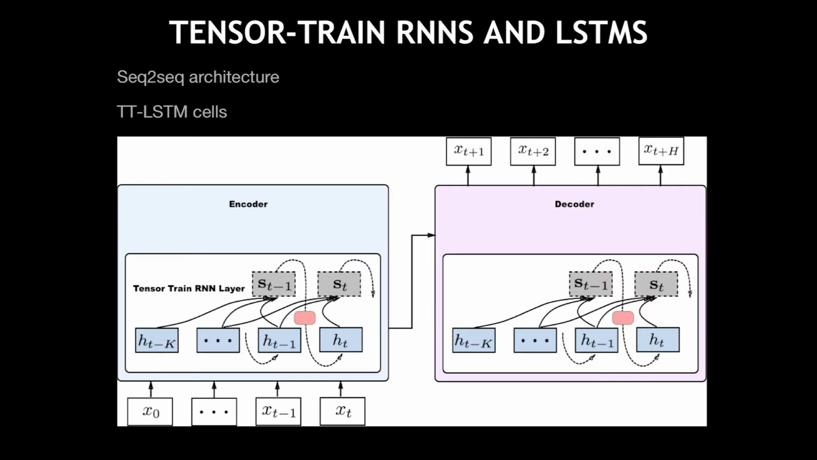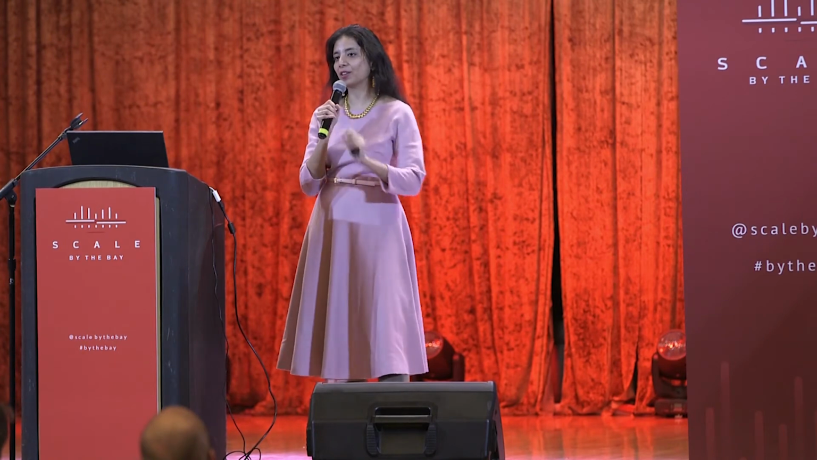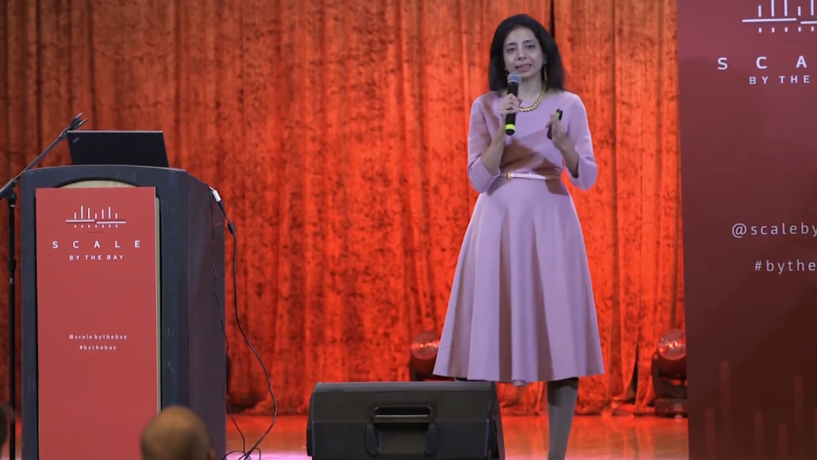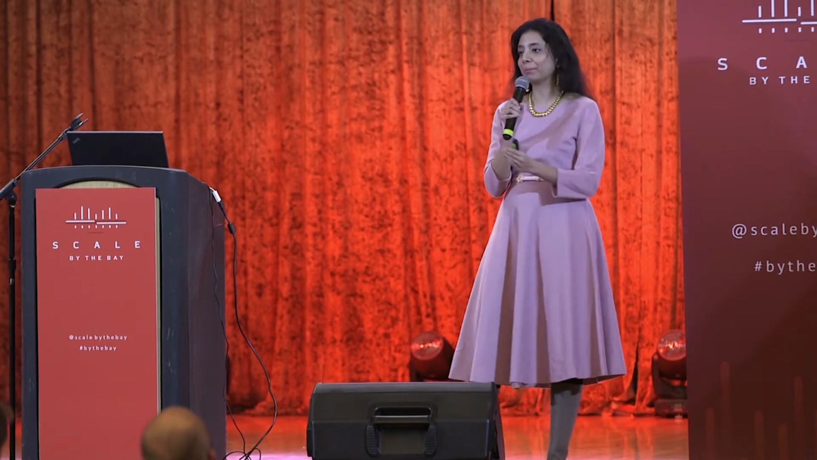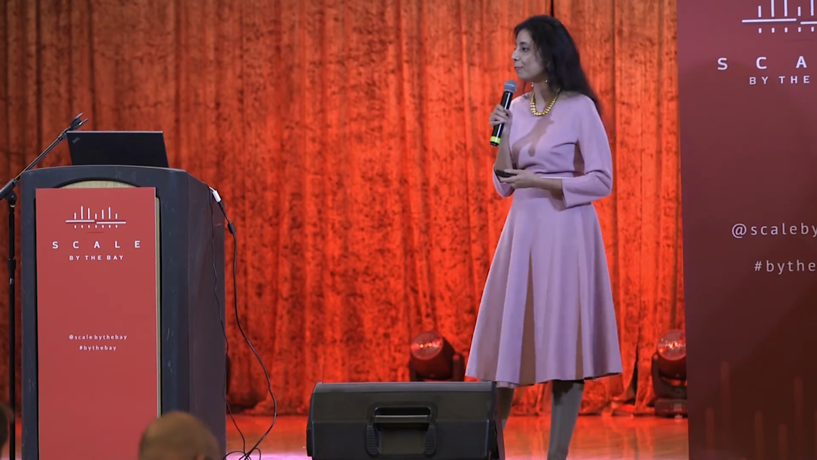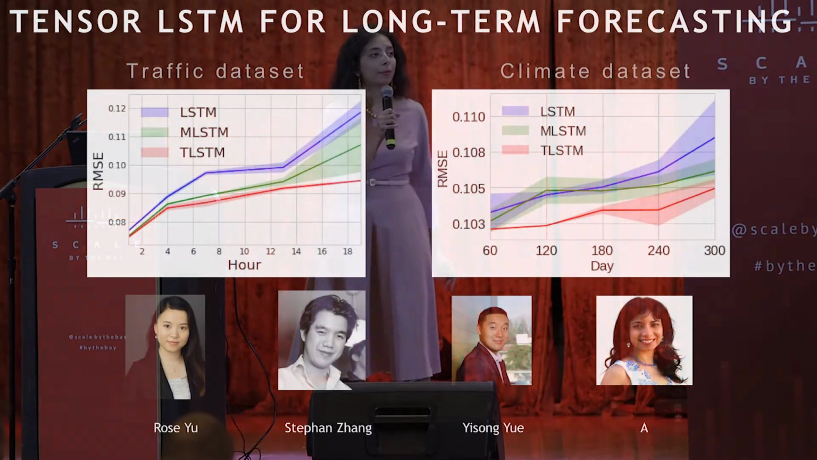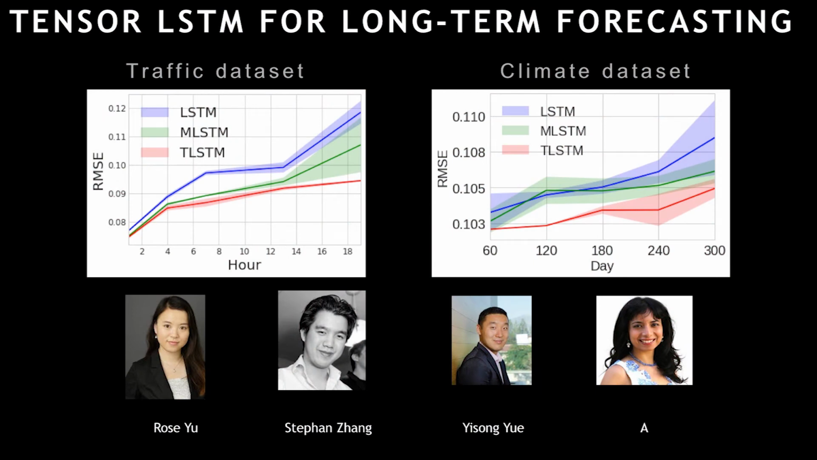There are lots of details in the math, but the intuition is you're better propagating the higher order correlations in time. And so the hope is the information in the higher order correlation that matters for forecasting gets used better, and we get better forecasting results. And that's what we saw in this work, where the blue is the baseline LSTM and the red is the tensor train LSTM.